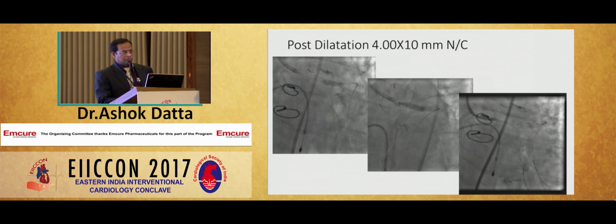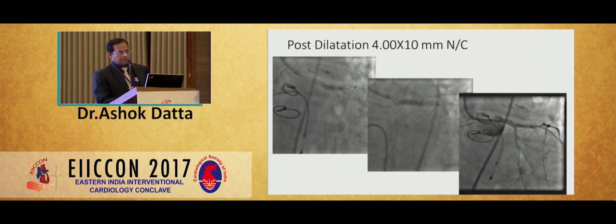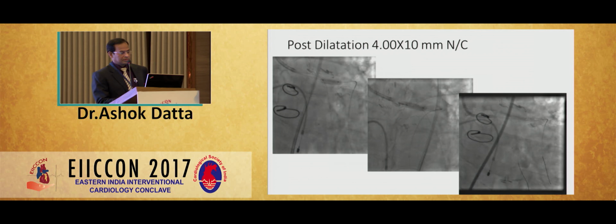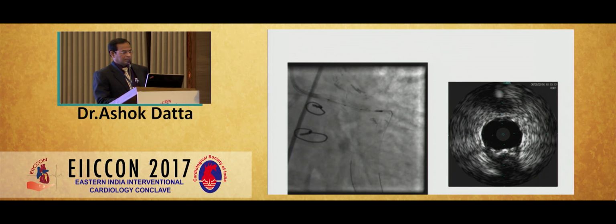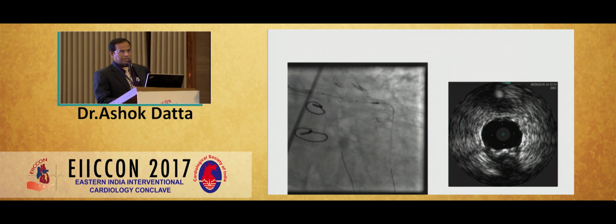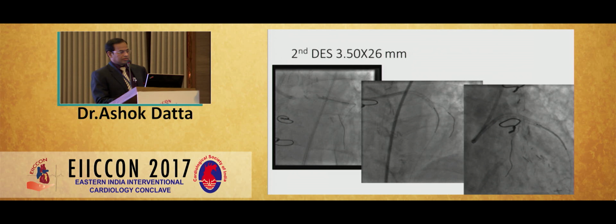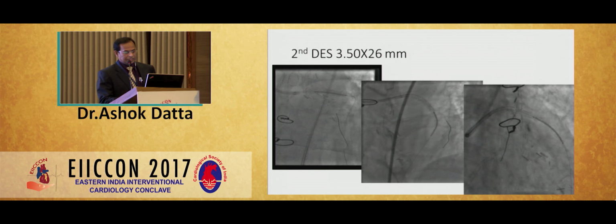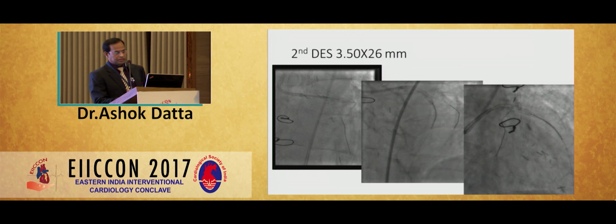So now post dilatation with a 4 into 10 millimeter NC balloon, left main and proximal LAD. Now again IVUS to see the stent expansion, and distal to the stent there was a lesion in the LAD. Now a second stent, 3.5 by 26 millimeter DES, overlapping the distal end of the proximal stent.